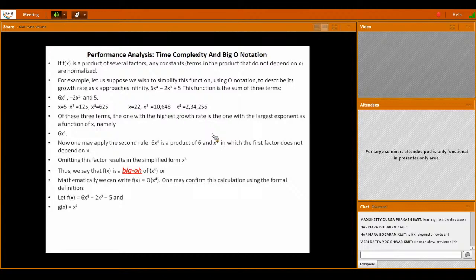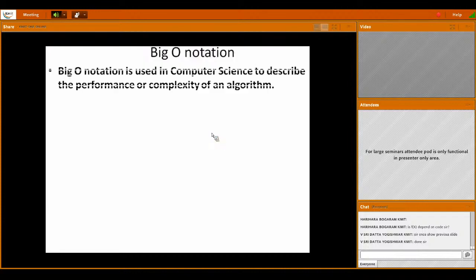Yogeshwar, are you looking for this or anything else? Okay, fine. So let me proceed further.